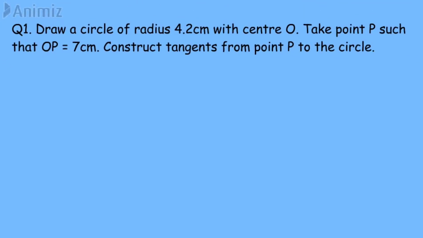Students, let's solve the sum. Draw a circle of radius 4.2 centimeter with center O. Take point P such that OP equals 7 centimeter. Construct tangents from point P to the circle.